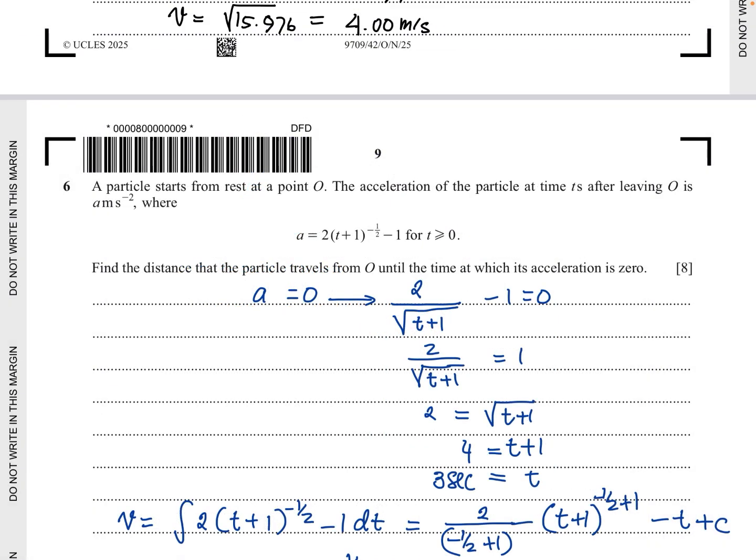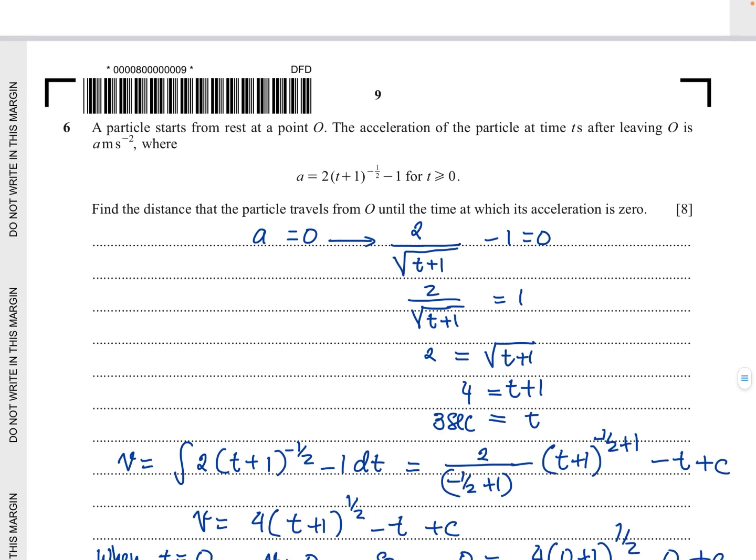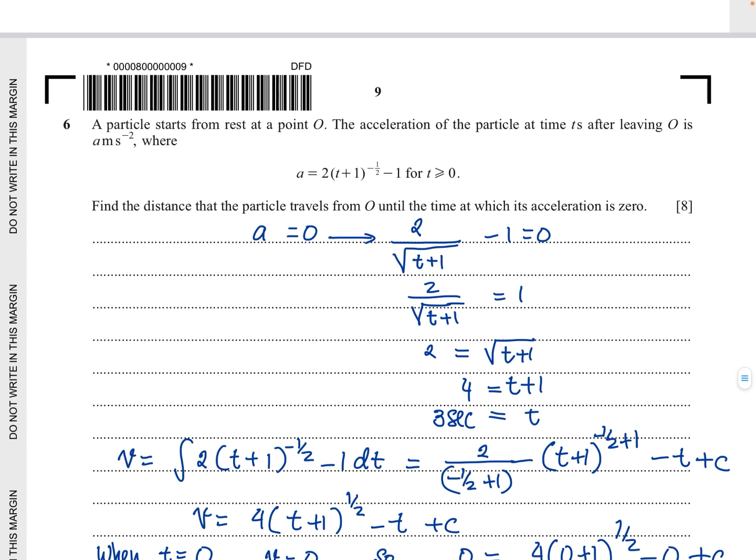Question 6. A particle starts from rest at point O. The acceleration of the particle at time t seconds after leaving O is a meters per second squared, where a is equal to 2 times (t plus 1) to the power of negative half minus 1, for t greater than or equal to 0. Find the distance that the particle travels from O until the time at which the acceleration is 0.